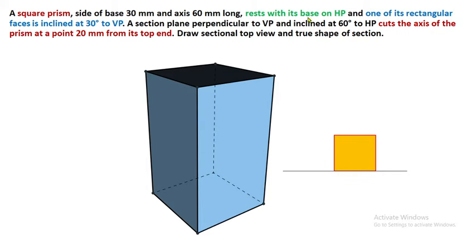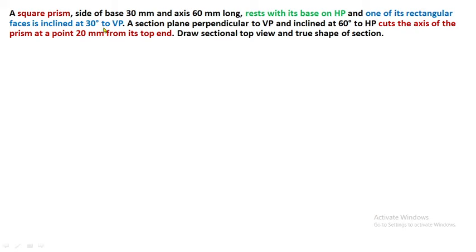But one more condition: one of its rectangular faces is inclined at 30° to VP. You can see each side of the square has one rectangular face, so I have to tilt one side of the square at 30° to VP. You can check this side also has one rectangular face, and similarly this one. All four sides have four rectangular faces. So one side of the square has to be tilted at 30° to VP. With this we will move on to the next step.